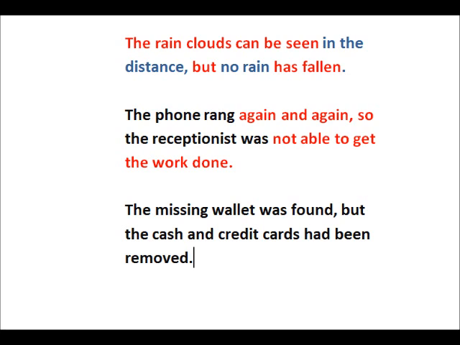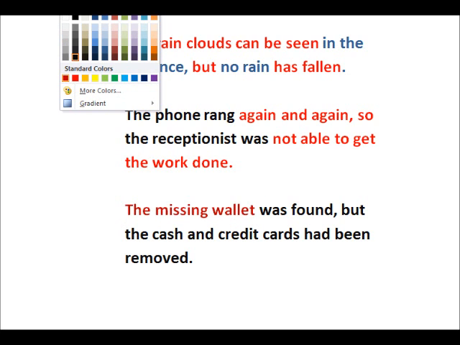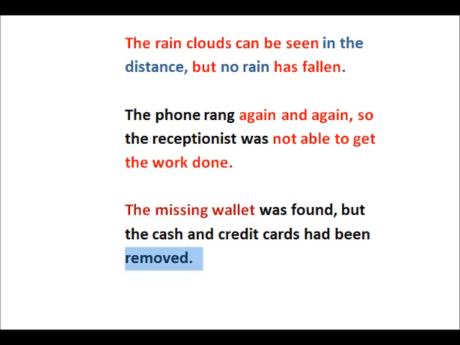Do we have a subject? Yes, we've got the missing wallet. We've got a subject here. Do we have a verb? Yes, we've got was found. That's a verb. Do we have a comma? Yes, we've got a comma and we've got a coordinate connector. In the second half, we've got the cash and credit cards. That's a subject. And then we've got had been removed. That's a verb. So the sentence is completely correct. Subject, verb, subject, verb. Now, another one.